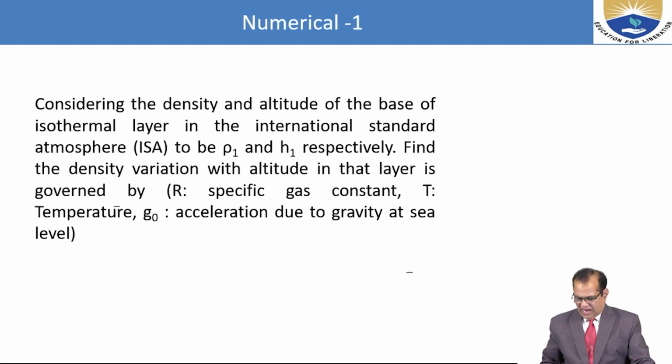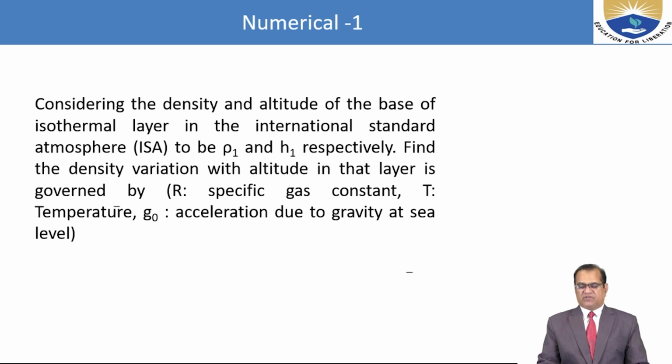In today's class, I am going to take some numericals. Numerical number 1. Considering the density and altitude of the base of the isothermal layer in the international standard atmosphere to be ρ1 and h1 respectively, find the density variation with altitude in that layer, which is governed by R, the specific gas constant, T, the temperature, and g0, the acceleration due to gravity at sea level.